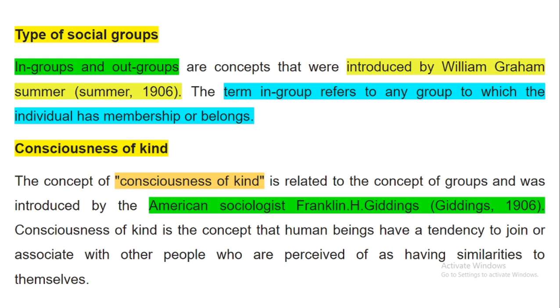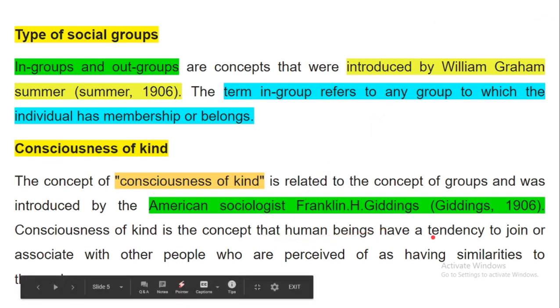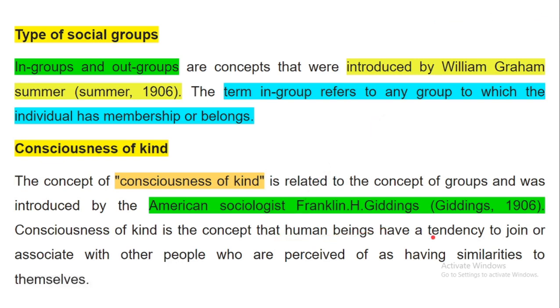Now consciousness of kind is a concept that human beings have a tendency to join or associate with other people who are perceived as being similar to themselves. So what is the concept of kind? The concept is that we have a tendency to join other groups where we have similar features, nature and similar characteristics. So we want to merge with that group, associate, and join.